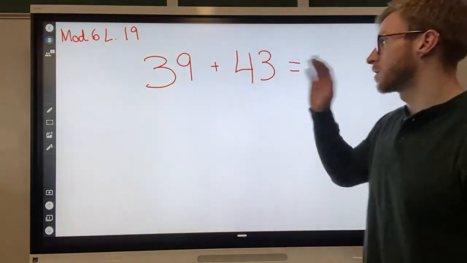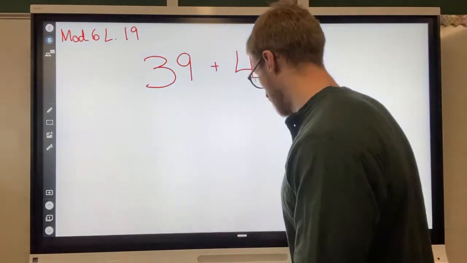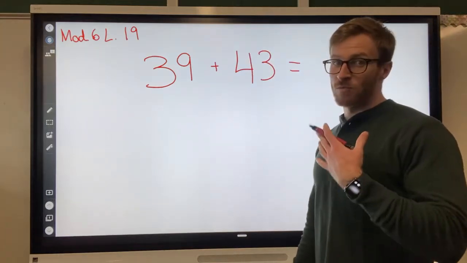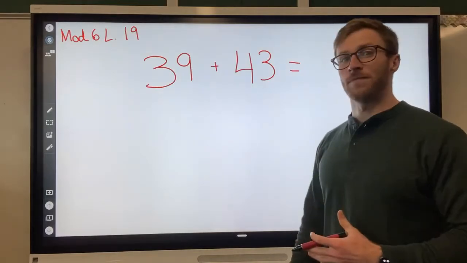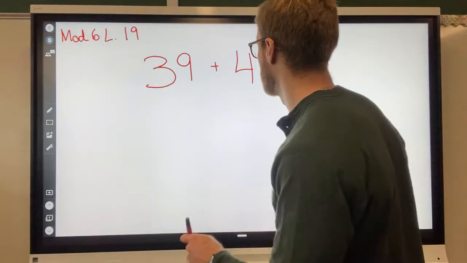Plus 43. So this is the problem we're going to work on for a little while, and I'm going to solve this a couple different ways. The first way I want to solve this, one of my favorites, one we start at the very beginning of the year, is drawing a picture, okay? We're going to draw a picture. That's definitely been something I've been saying all year.